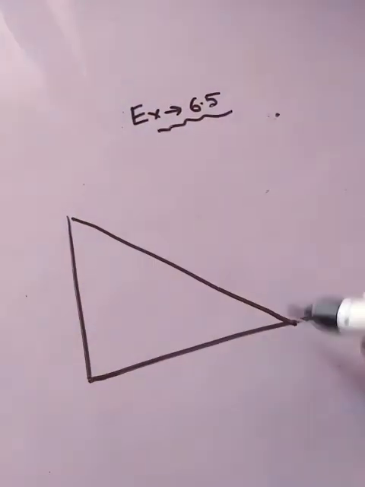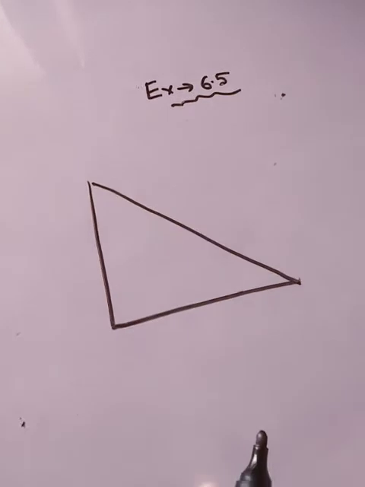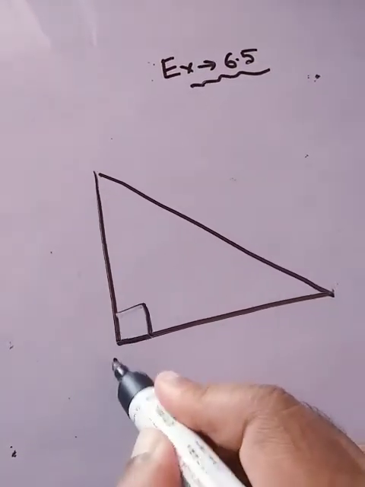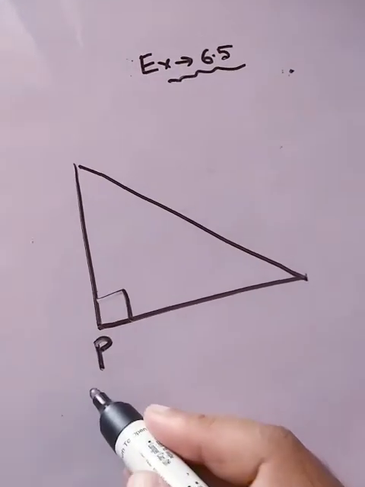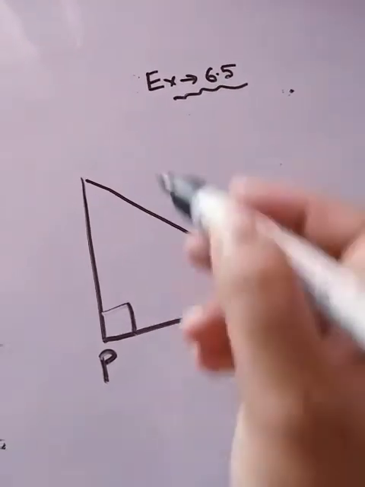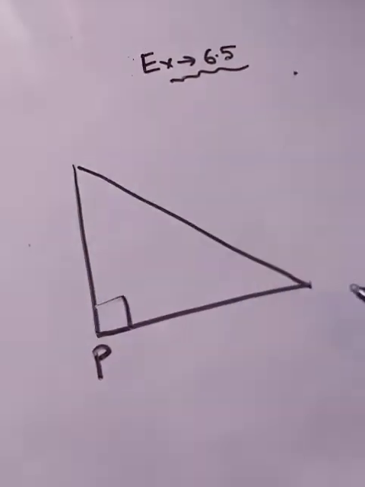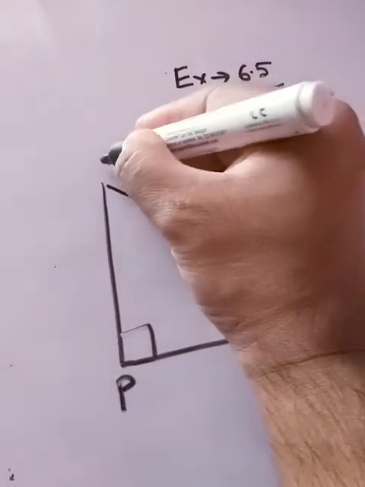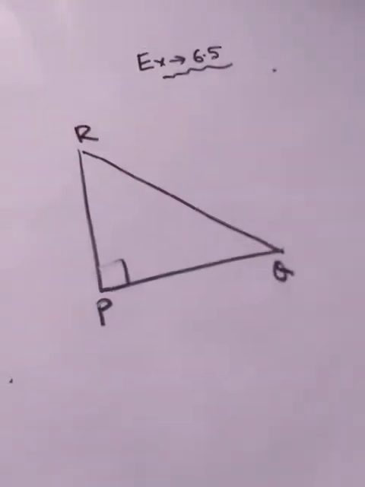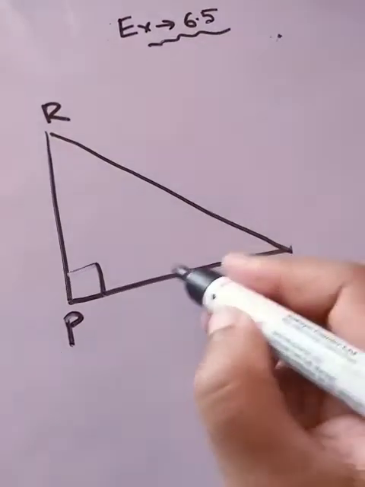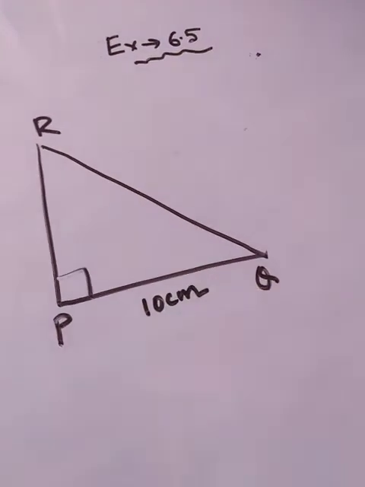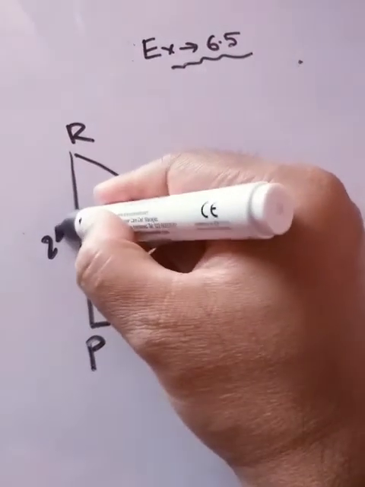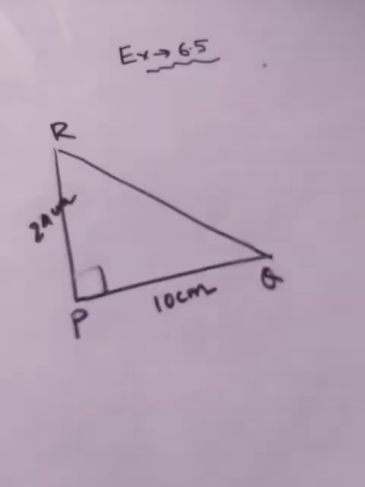This is a right angle triangle, students. They have said that it is right angled at P, so this is 90 degrees. The name of this triangle is PQR. They have given some dimensions: PQ equals 10 centimeter, PR equals 24 centimeter, and they have asked what is the length of QR.